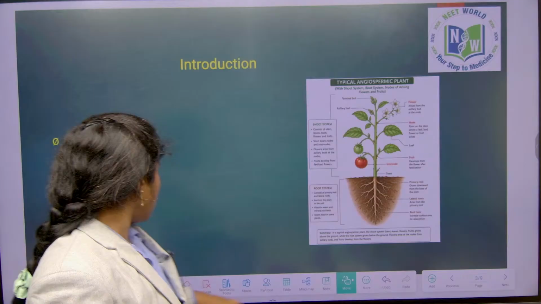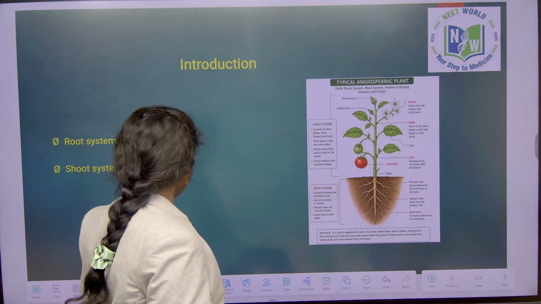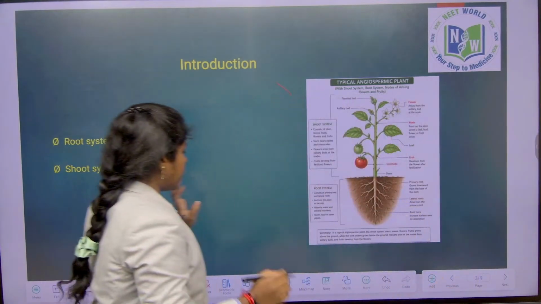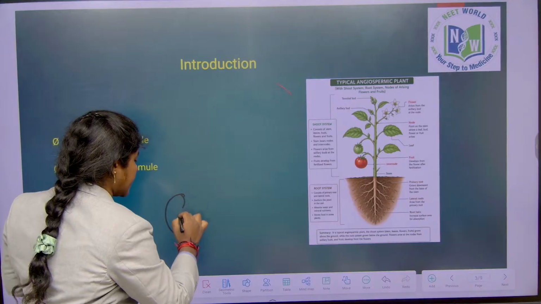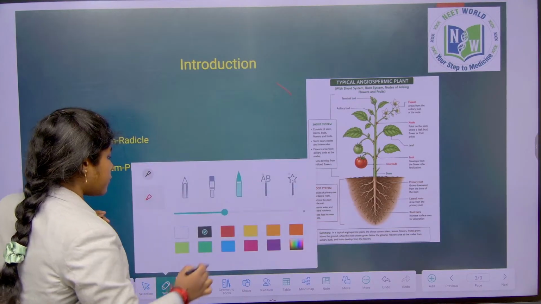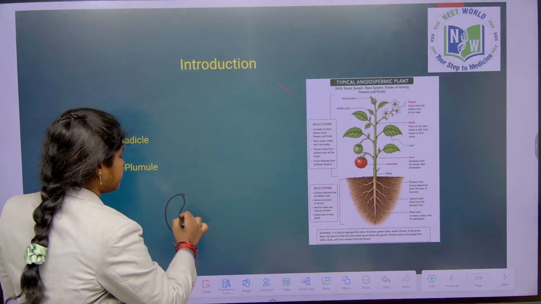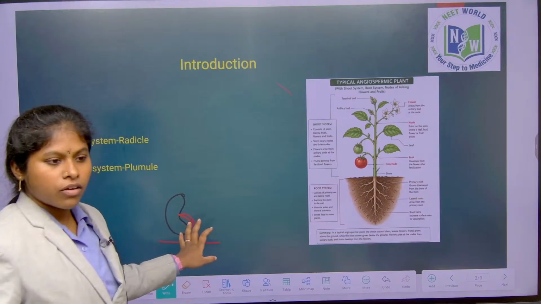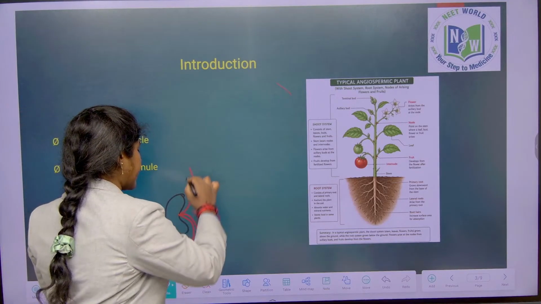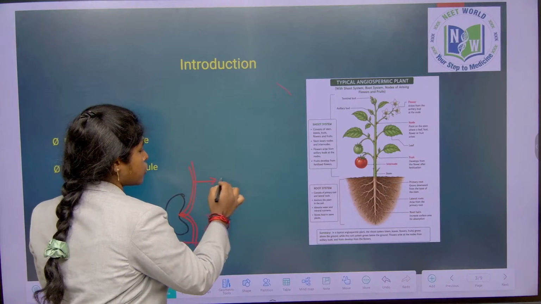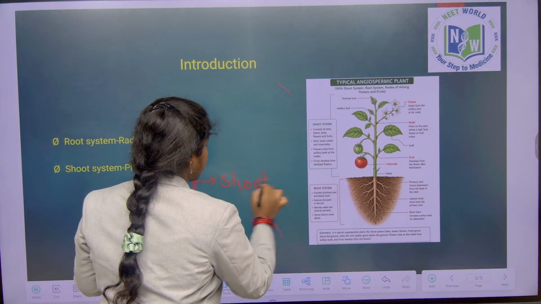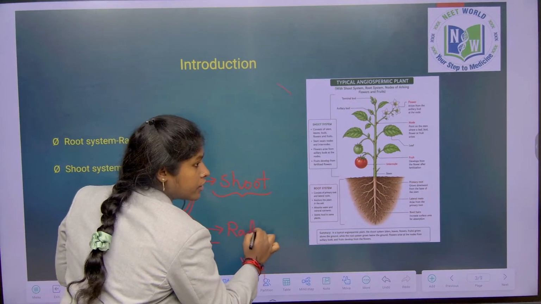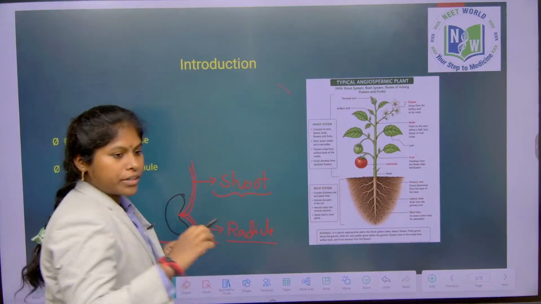Yes, no? So coming to here, see, this is the plant. When you sow the seed, what will happen? From the radicle, the root part will arise. From the plumule, the aerial part, which is called the shoot, will arise. From the radicle, the root part is going to arise.